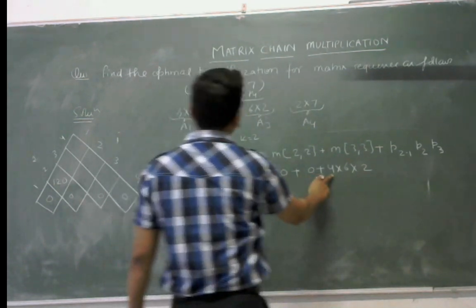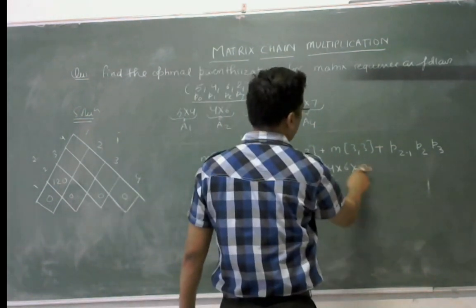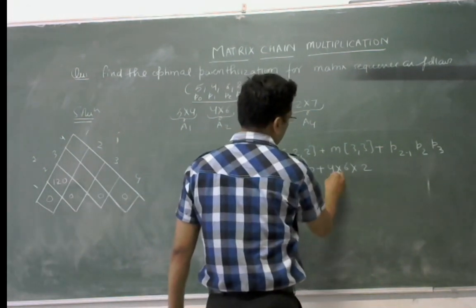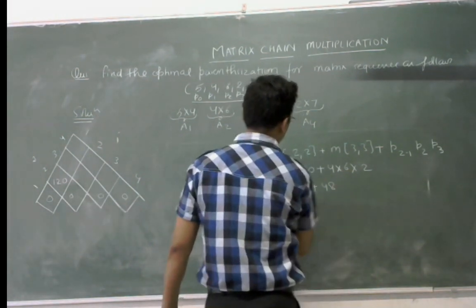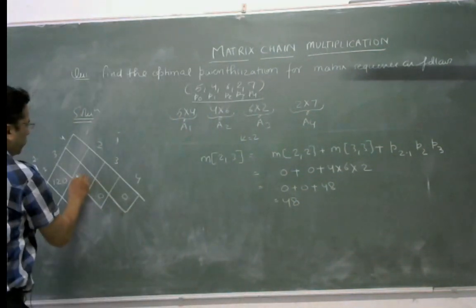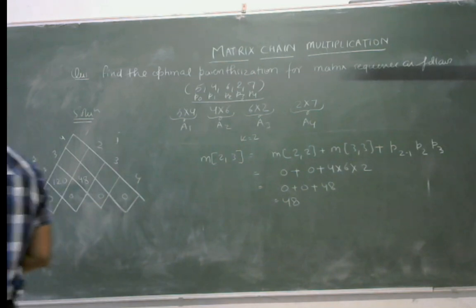Once again, p1 is equal to 4, p2 is equal to 6 and p3 is equal to 2. So that's equals to 0 plus 0 plus 48. So that's equals to 48. So m23 is equals to 48, right?